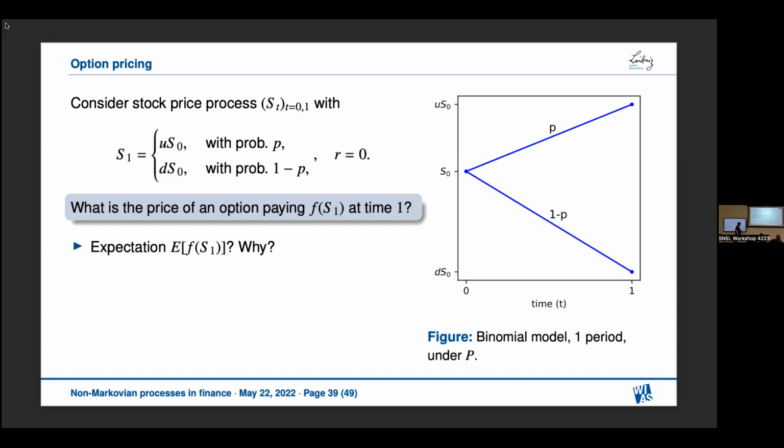And now, of course, I can look at my probabilistic model and I realize there's only two possible outcomes, two possible values of S1 at time one. It's either U times S0 or D times S0. So actually, I will just continue up here.